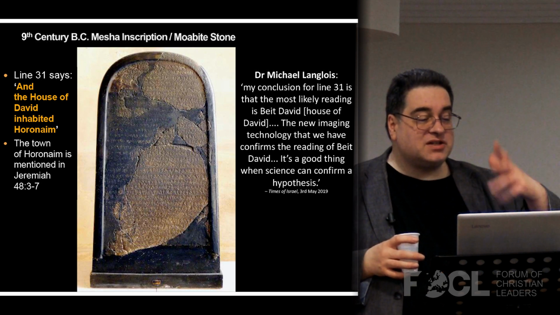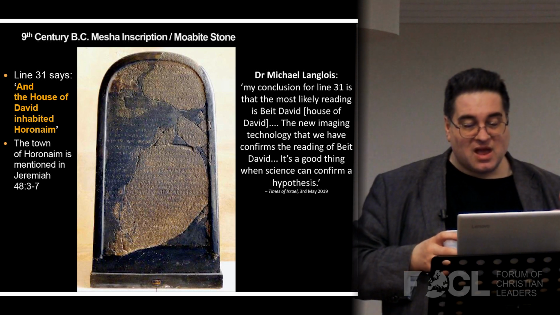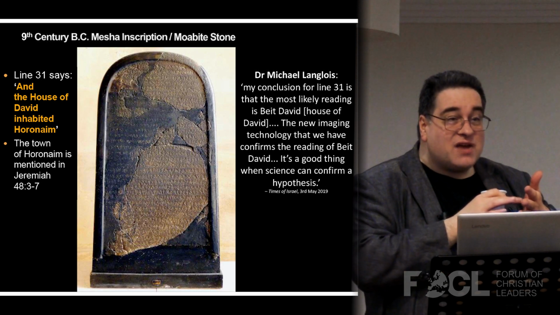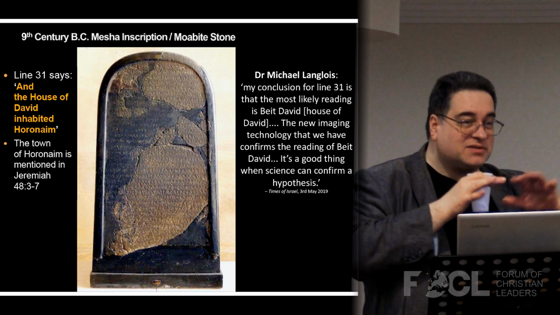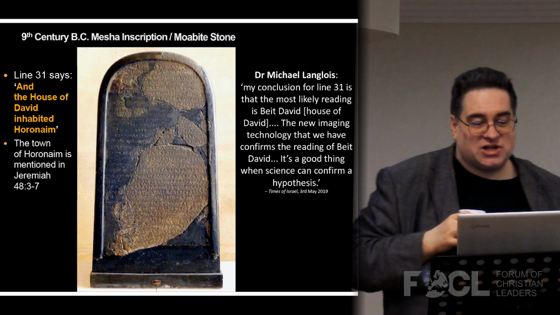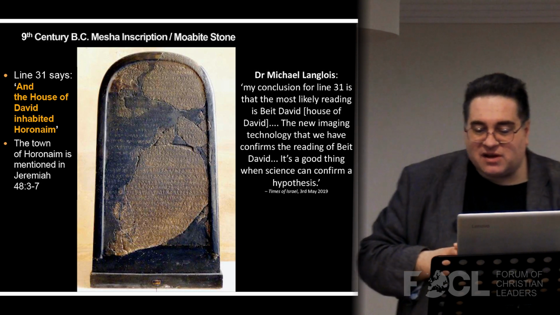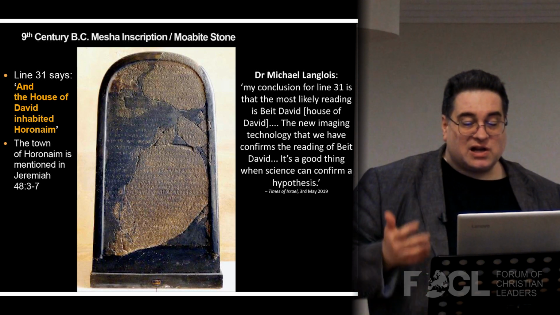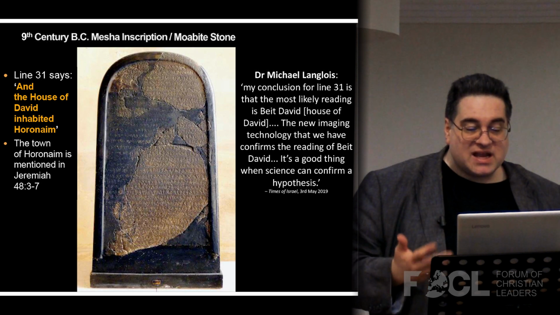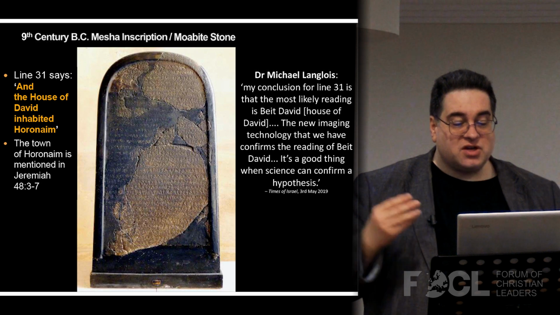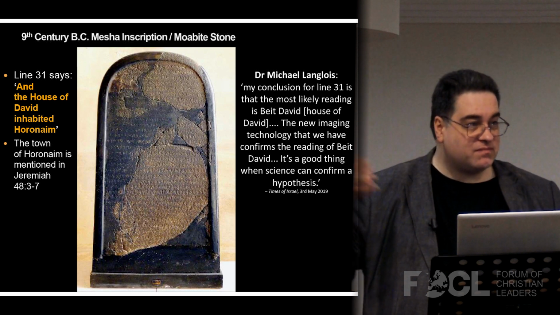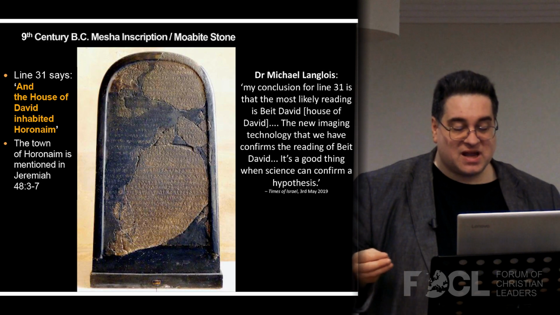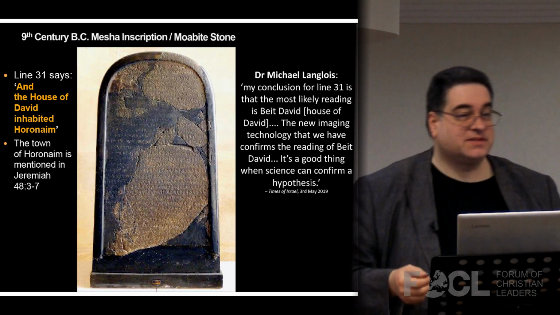And there's been some recent additional research on the Mesha inscription because you want to try and get clear readings of the inscription, and over time there's damage to it, and the question is whether you can clearly reconstruct what was there originally. And Dr. Michael Langlois, who led the research team on this, reporting on it in the Times of Israel, says, "My conclusion for line 31 is that the most likely reading is Bet David, House of David. The new imaging technology that they used in this research confirms the reading of Bet David." It's a good thing when science can confirm a hypothesis. So if you want to confirm details about exactly what that technology was, you can no doubt find it online.